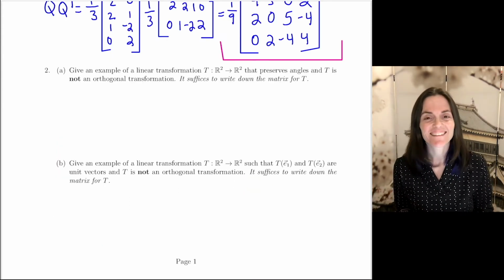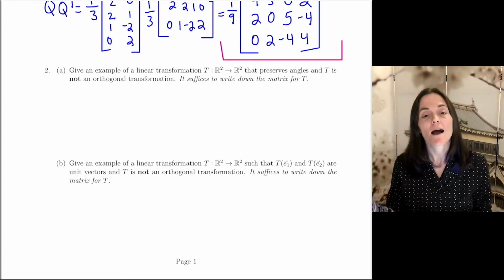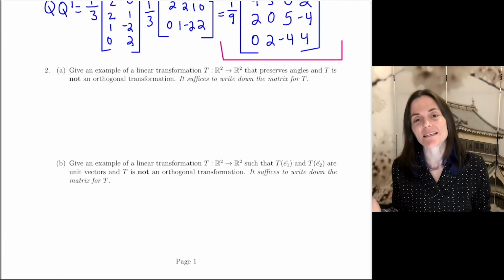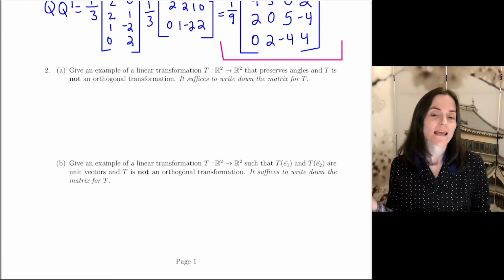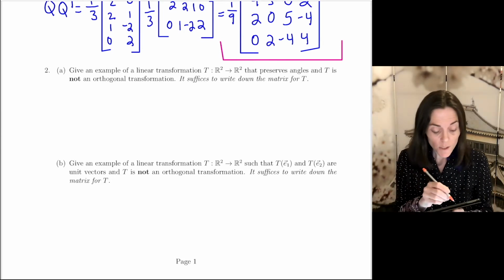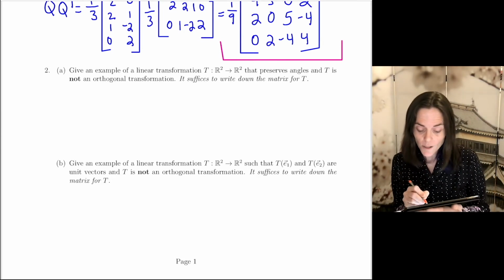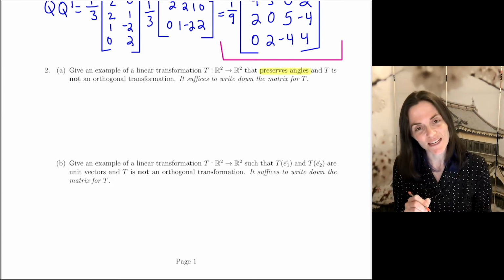Number 2, we're trying to generate examples of certain linear transformations, which are not orthogonal transformations, but satisfy certain things. And it's enough to just write down the matrix. So in 2A, we want to map from R2 to R2 that preserves angles, but is not an orthogonal transformation.